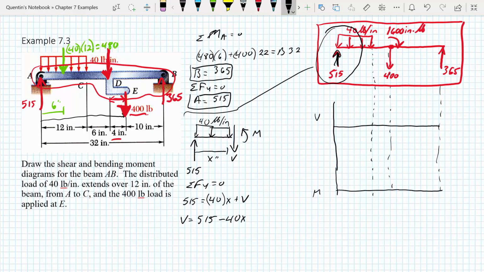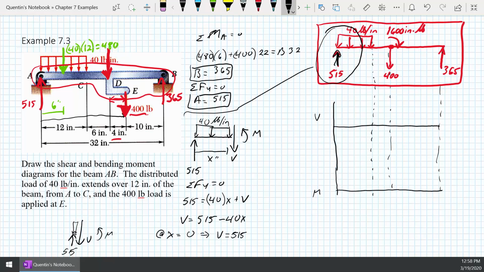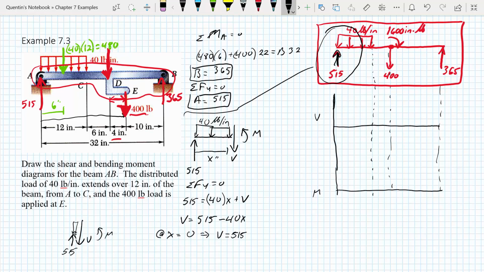Okay, let's think through this. At x equals 0, the equation tells us that V equals 515. Does that make sense? Well, at x equals 0, we have this beam here with 515, so I'm going to make that super short. We have basically no distributed load, and we have V and M. If the distributed load is basically 0, V has to be 515. So lovely, that means we're starting up here at 515.